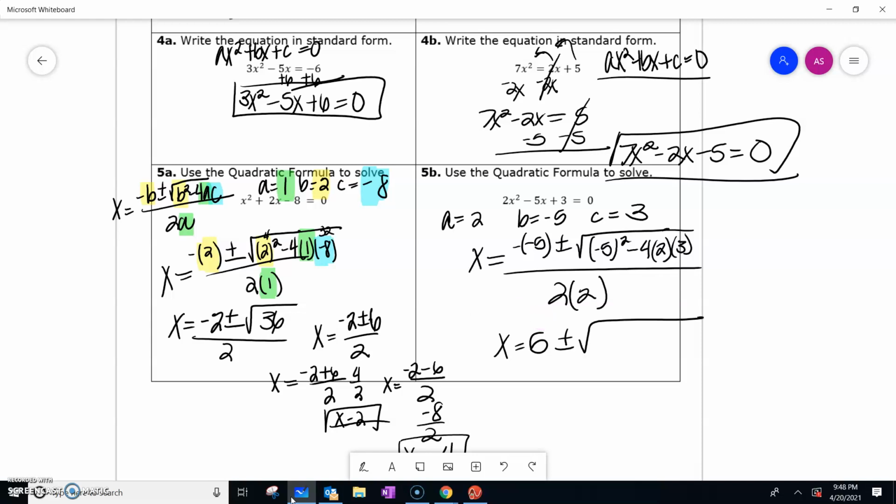Okay, the square root part, I'm going to have -5 squared on the inside, which is 25. Then I have 4 times 2, which is 8. And then I have 8 times 3, which is 24. We still have that minus sign, so I'm looking at 25 minus 24, which is 1. Then I still have over 2, 2 times 2, which is 4.